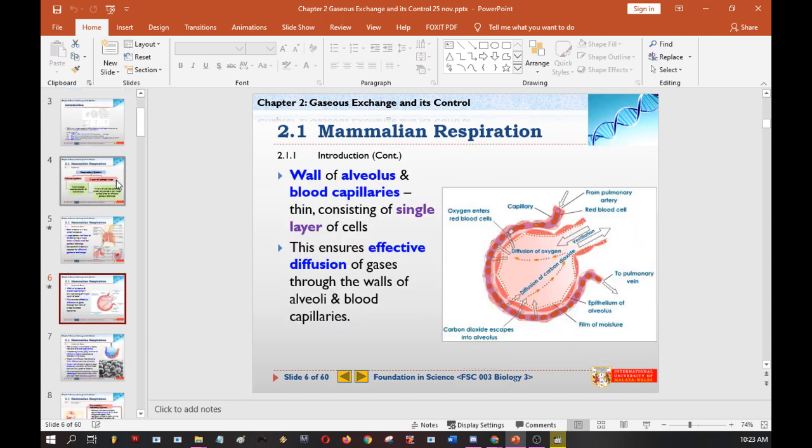It is a very thin organ. It only has one layer of cells. If you compare it to your skin, which has multiple layers, here there is only one layer. And why is it so thin? It's so that diffusion will be easy. The thinner the surface, the easier the diffusion.